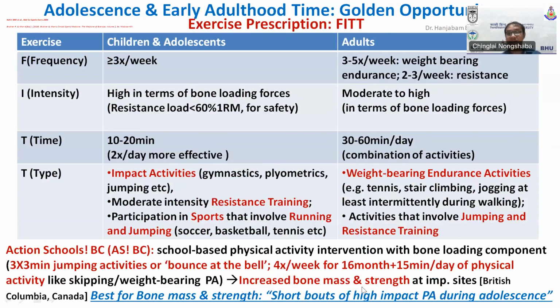They found an increase in bone mass and strength at important sites, for example the lumbar spine, the femur, the neck of the femur, or the tibia. This was done in British Columbia, Canada, and you can see that the best exercise for bone mass and strength is always short bouts of high impact physical activity during adolescence. So we should not miss this physiological opportunity.